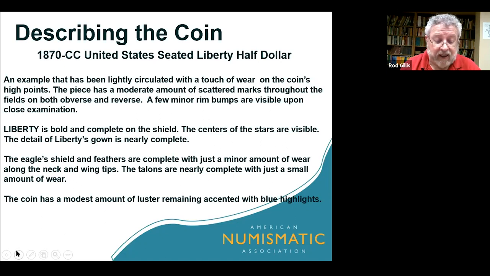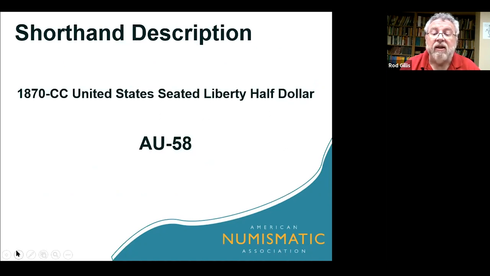And if we did it today, we would simply say it's an AU58. We might say it's an AU58 with a slight amount of toning. But if we tell someone that this coin is an AU58, they should automatically know, based on the ANA grading standards, approximately what the coin looks like, right?